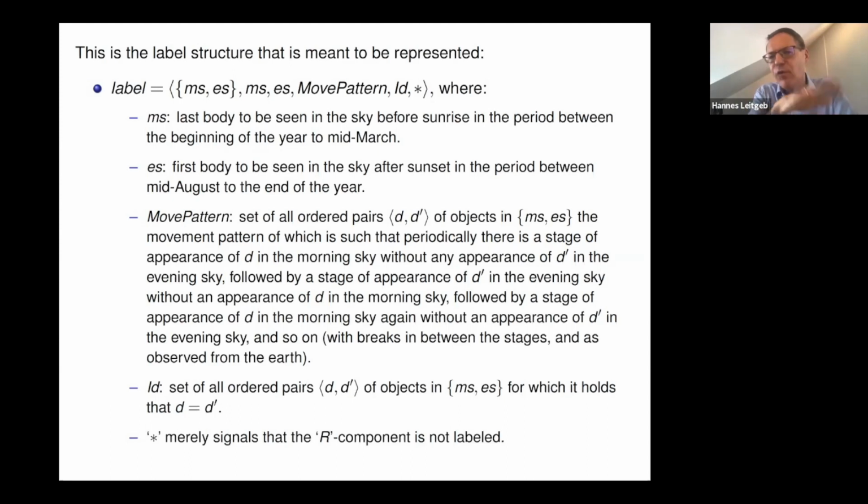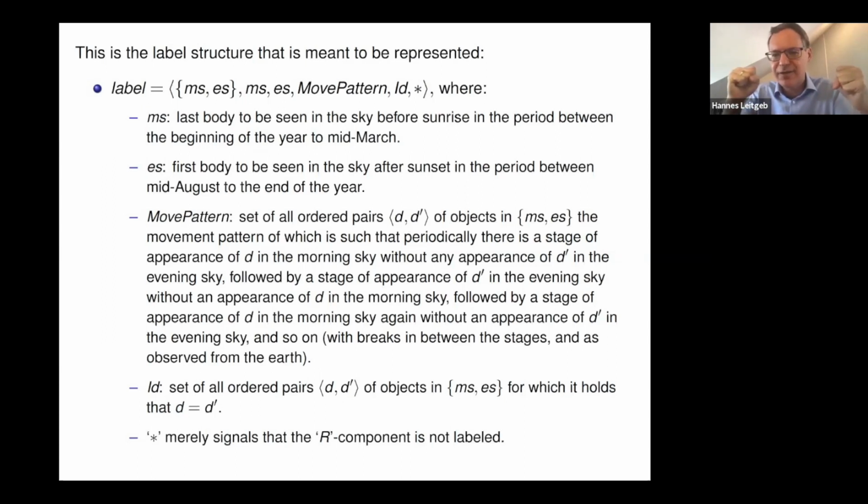The same framework can be used to reconstruct talk or thought at a time at which there wasn't empirical knowledge as yet that Venus equals morning star equals evening star. That's the idea, okay? And then I have the morning star here and the evening star here, and then I have a move pattern. So that's a relation, a set of ordered pairs of D and D prime, in the singleton set, really, as we know, such that D and D prime stand in a sort of movement pattern.